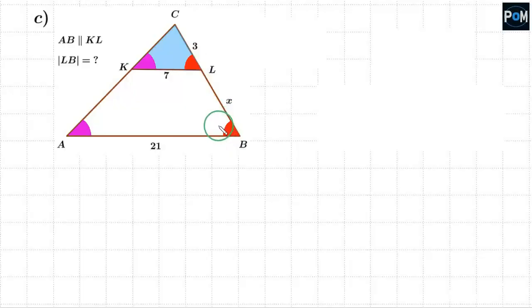And if we now look at these triangles, I would separate them here. I would take this smaller blue triangle and draw it here. This is triangle KLC. In this triangle, I have this purple angle and this red angle. In this triangle, I also know side 7. Side KL has a length of 7, and side CL has a length of 3. That's what I know in this smaller triangle.